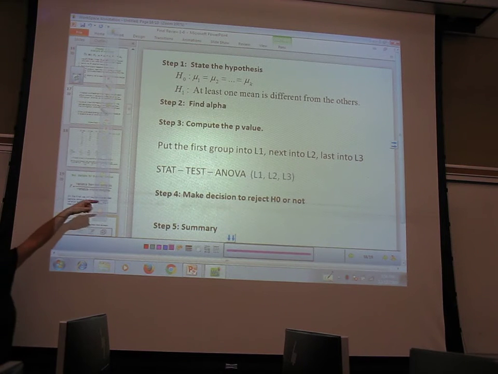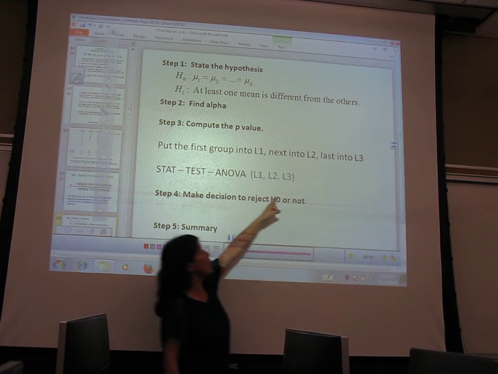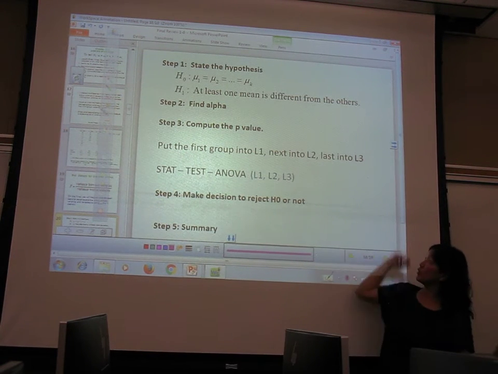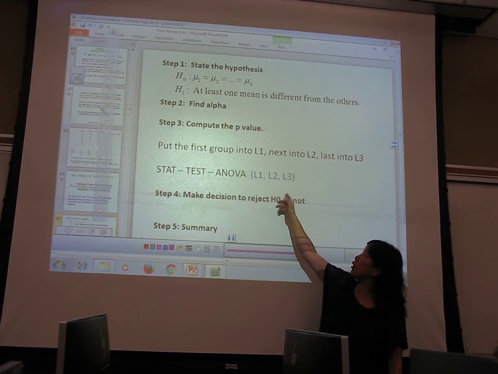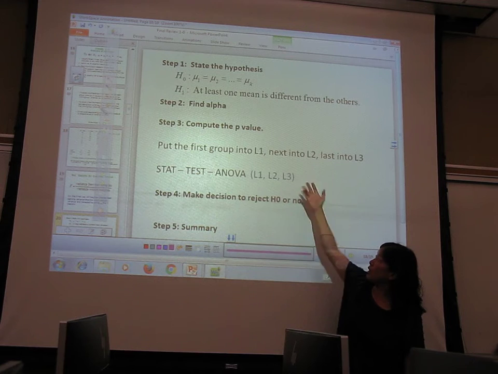Step 3, compute your p-value by putting the first group in list 1, the next into list 2, the last into list 3, or you could have 4 lists. And then Stat, Test, ANOVA of all your lists separated by commas, and that will give you your p-value.